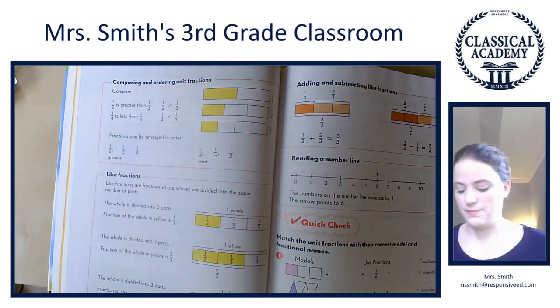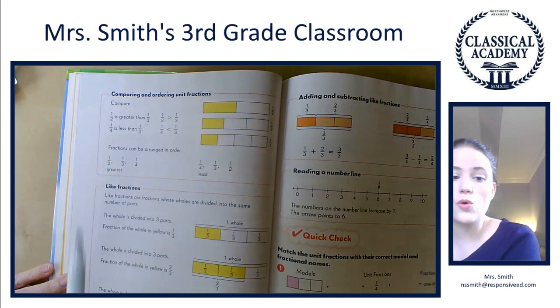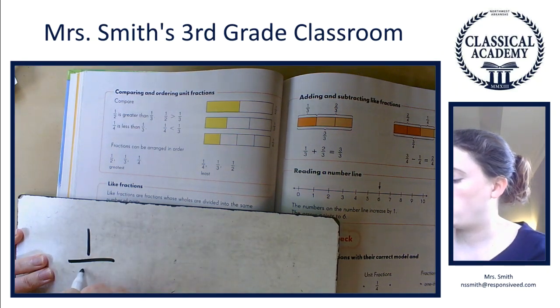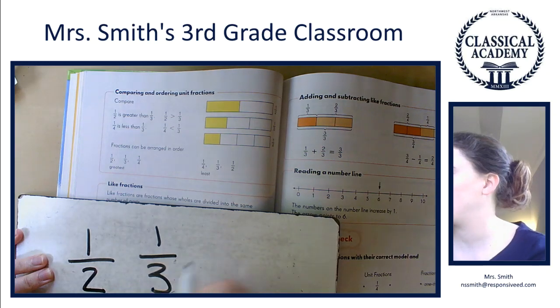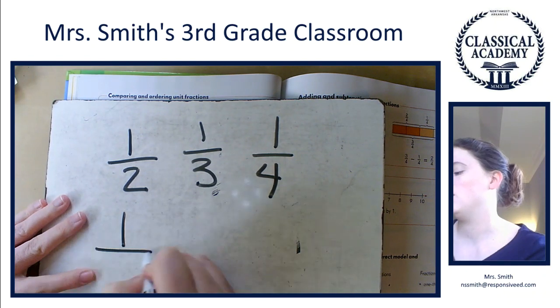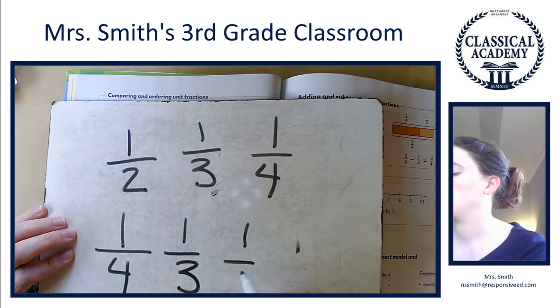Very good. I forgot my eraser. Use my hand. All right. So if we're ordering these from greatest to least, we'll go 1/2, 1/3, 1/4. If we ordered them from least to greatest, it would be 1/4, 1/3, 1/2.